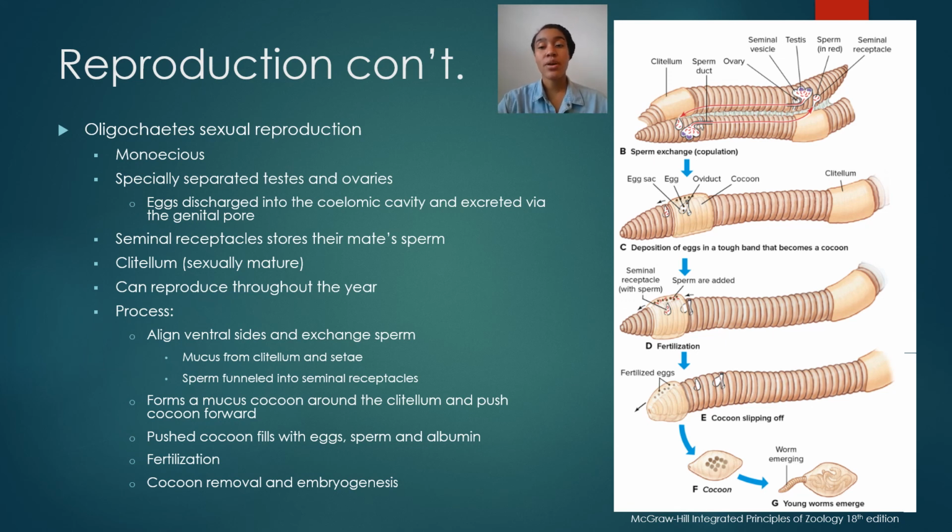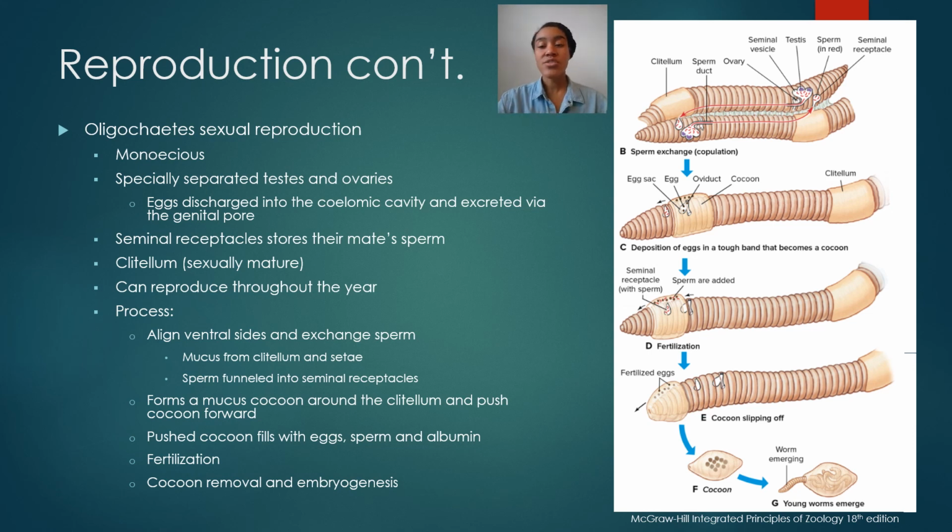for them to exchange sperm. Once their ventral sides are lined up, the clitellum will be producing mucus, and that will help them stick together, anchoring them together. They can also use their setae to help anchor them together as well, so they can reproduce. Once they're in place and everything is great, each of the worms will release sperm from its testes, and that sperm will be funneled into the seminal receptacle of its mate. The seminal receptacle will then store that sperm for fertilization later.